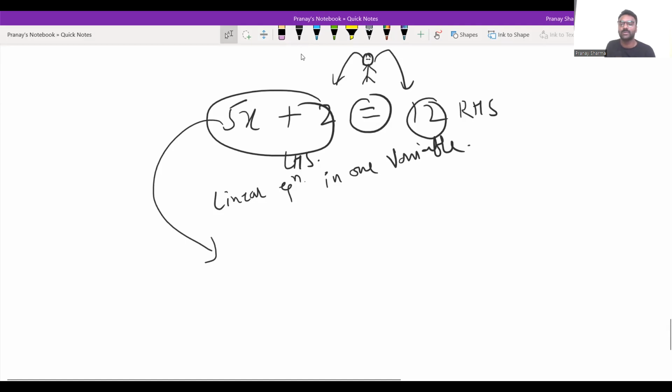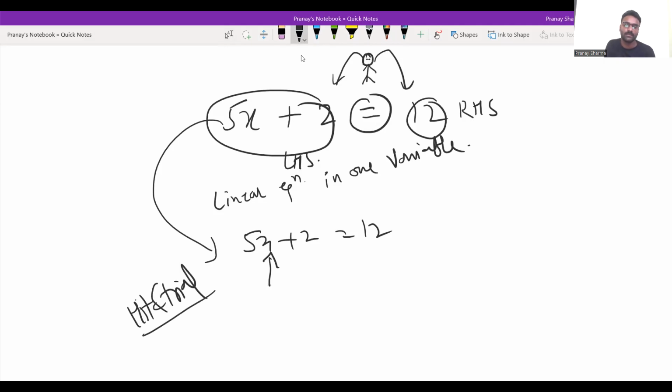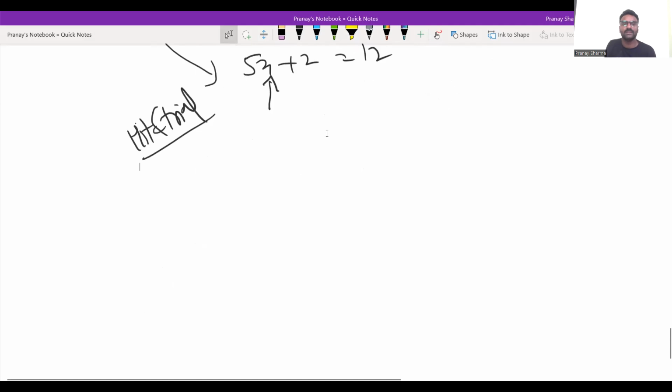Because we need to check what exactly the word solution means. 5x plus 2 equals 12 is being given to us. We need to identify the value of x which can make this LHS and RHS one and the same. So we'll be using the hit and trial method. What do we understand by hit and trial method? Let us try to substitute any random value of x. Let us take x as 1 and substitute it in the equation. I'm going to call this equation number 1.